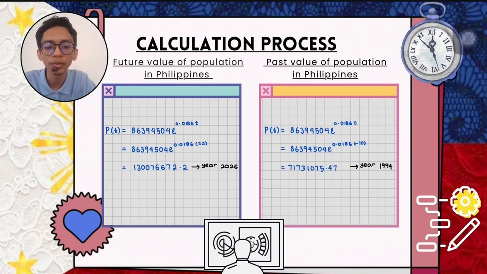We then perform a backwards projection for t = -10, representing the year 1994. So P(-10) = 86,394,504 e^(0.0186t). So we substitute t with -10. The calculation results in approximately 71,731,075. These values demonstrate the exponential nature of the function over a 32-year span.